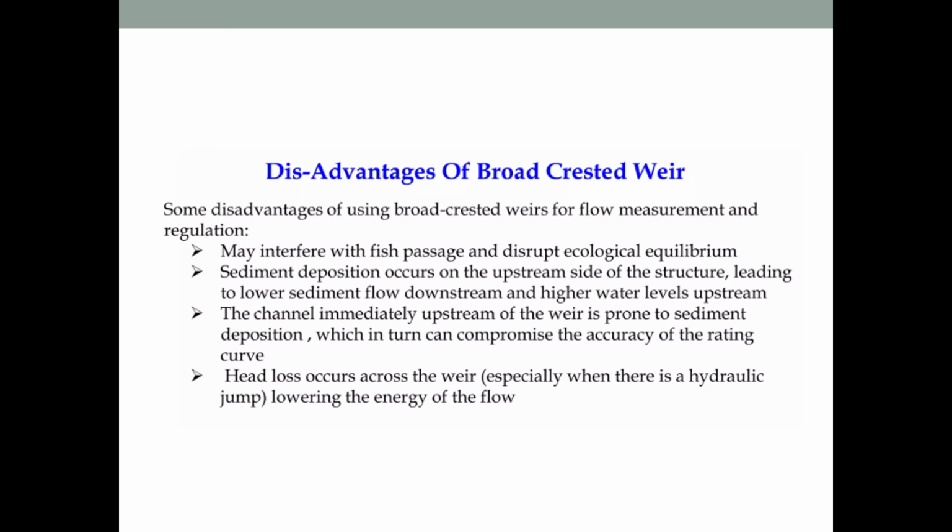Now the disadvantages. When you place weirs across the full passage, the fish passage may be disrupted, so there will be a disruption in the ecological equilibrium. Sediments can also be deposited when the flow moves from one place to another, and sediments can damage the accuracy of the rating curve. Head loss will also occur along the weir, which will lower the energy of the flow.